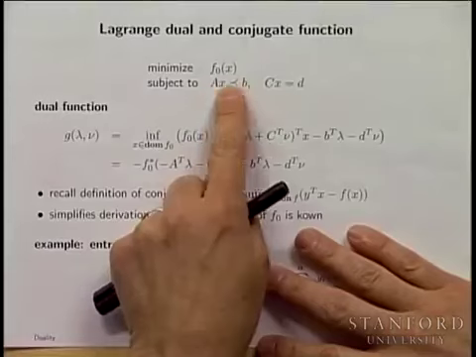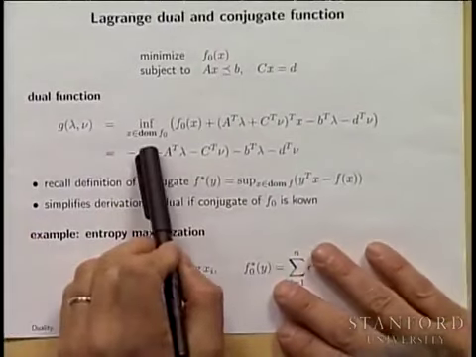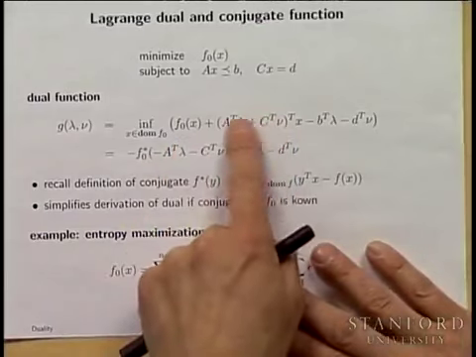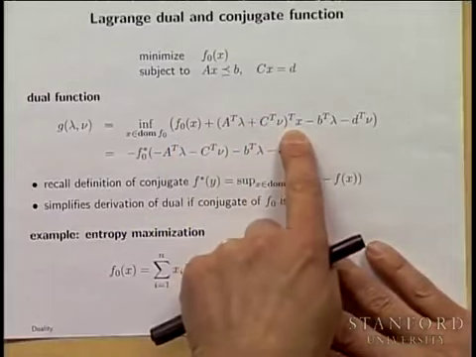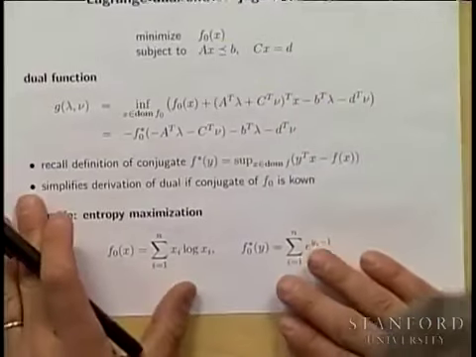I just want to tie together the idea of the conjugate function and Lagrange duality. So if you have a problem with just linear inequality and equality constraints, and you work out what the dual function is, it's the minimum of f0 plus, I collect this together, and multiply by x, and then that's, of course, a constant.